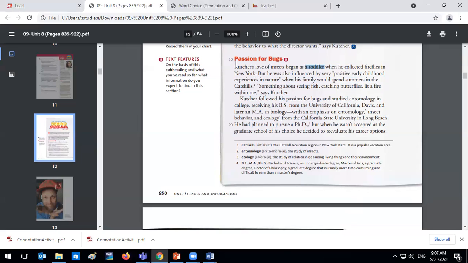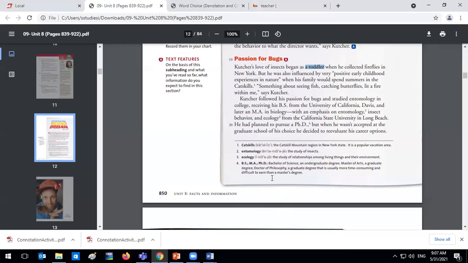And as the title says, his passion for bugs. He studied entomology in college, and he received his BS, or Bachelor's of Science, from a university in California, and later his master's in biology. He had planned to pursue a PhD, which is on the next level, a higher level of education, a doctor of philosophy.